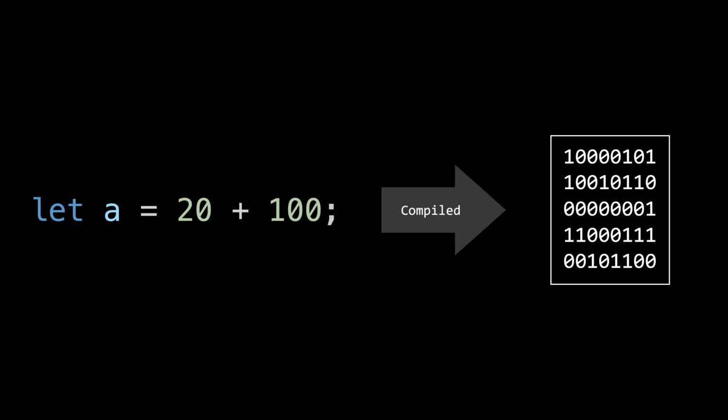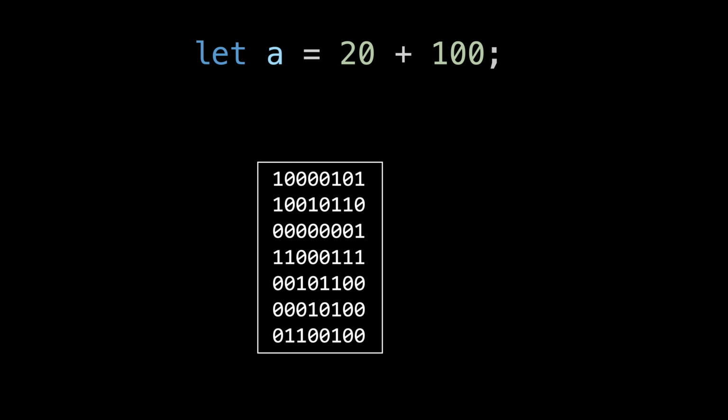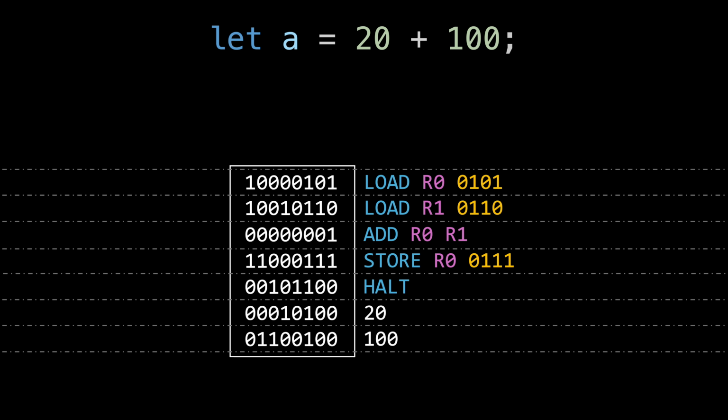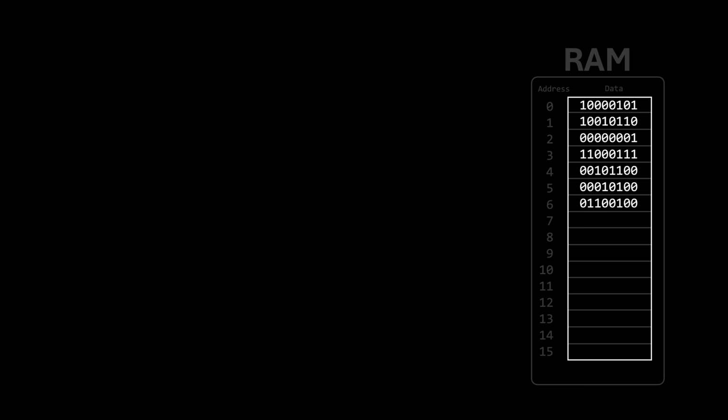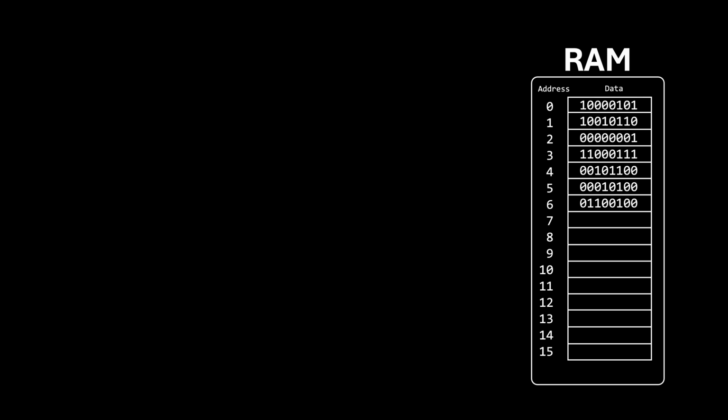Consider the example shown on the screen. Here, the numbers 20 and 100 are values that our program will need at runtime, so the compiler must include those values somewhere in the executable file. To run the program, its executable file is loaded into memory, allowing the CPU to begin fetching instructions from it.